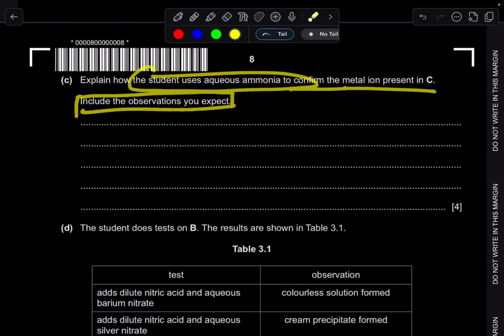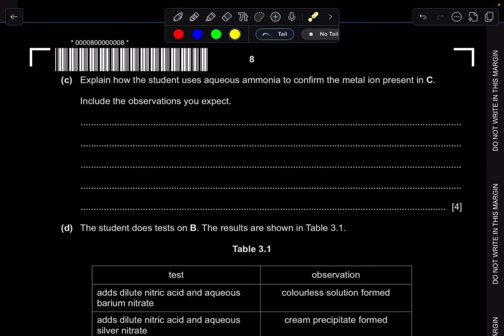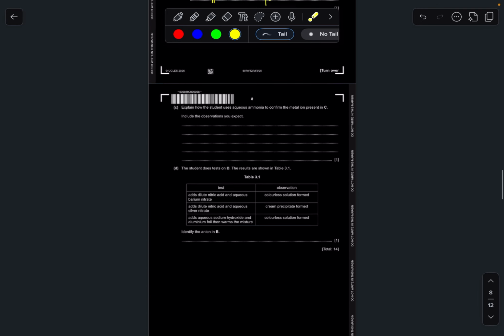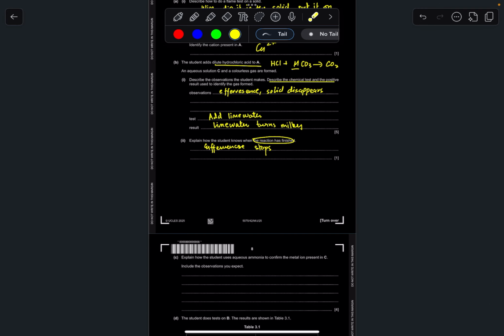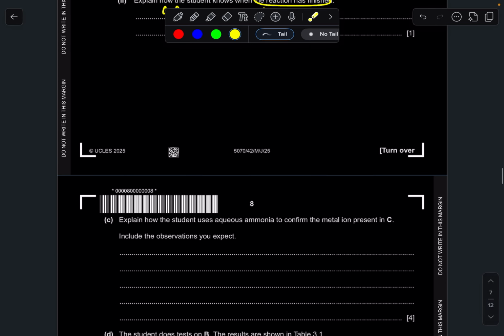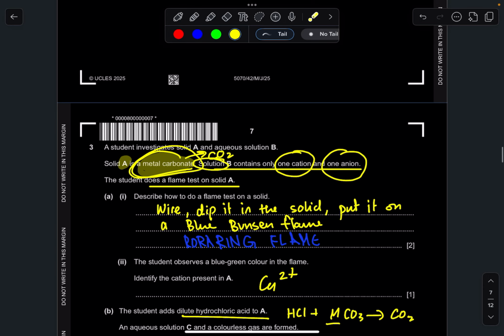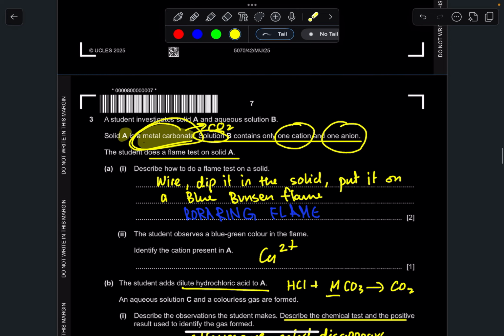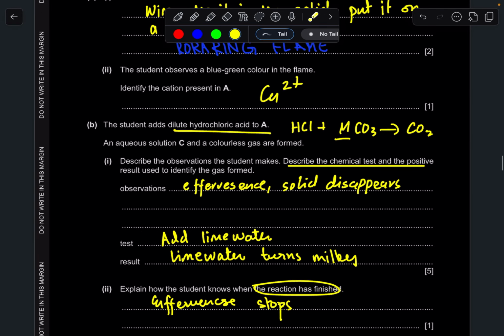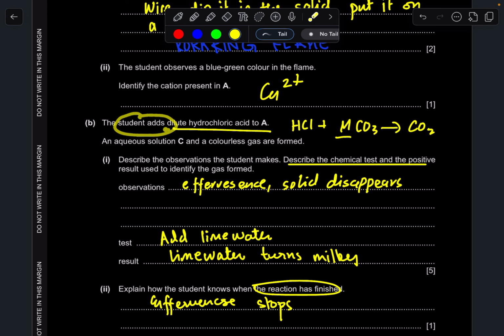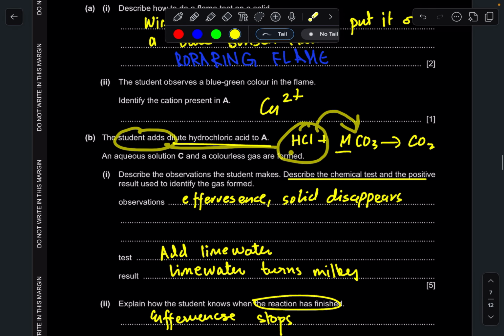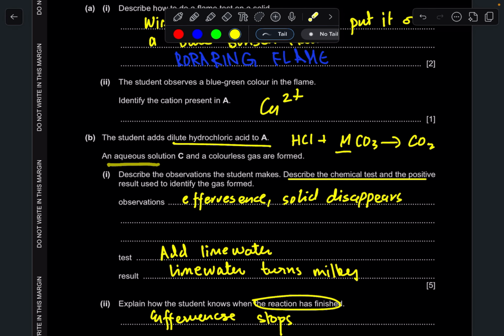Okay, so now how the student's gonna use ammonia. So basically we know that ammonia is gonna produce, if we look at what he's trying to identify, look, he knows what is the metal compound present in C. Look at C. What's C? Solid A. C was, the student adds HCl to A. Now HCl added to A. A was a carbonate. Carbonate plus HCl add an aqueous solution C and a colorless gas is formed.